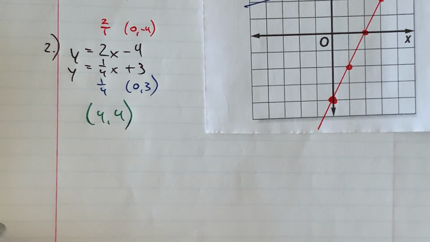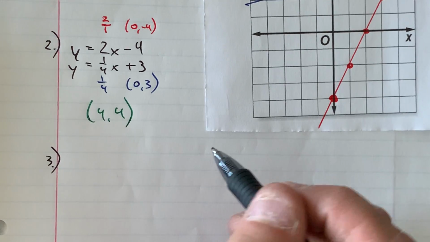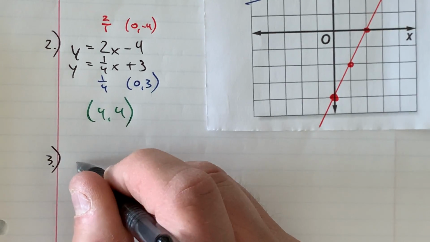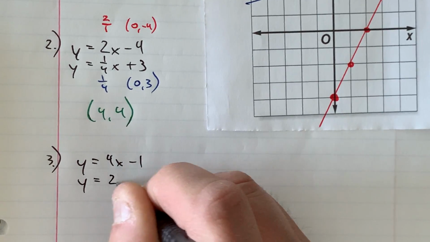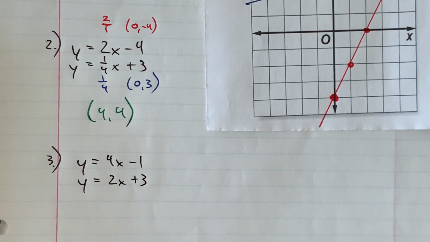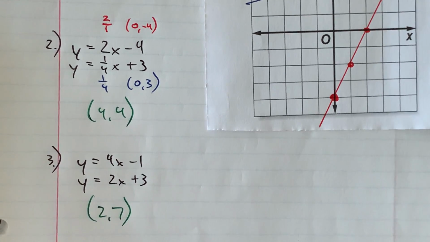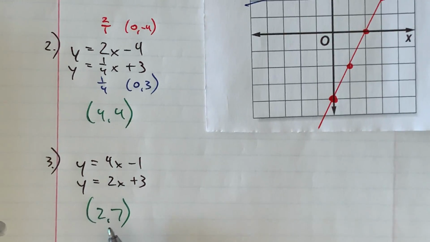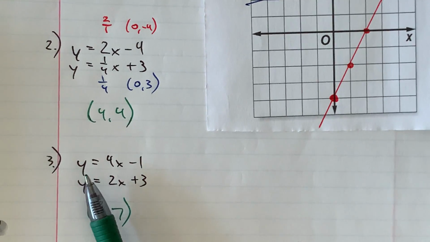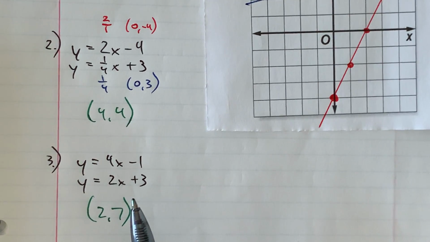All right, and I'll show you how you can do that with a third example. So let me say I give you these two equations, this system. y equals 4x minus 1 and y equals 2x plus 3. And they're saying that (2, 7) is a solution for it. So I'm going to check it. The way I do that is I plug in 2 for x and 7 for y, and I see if it works. I see if the left side balances with the right side.